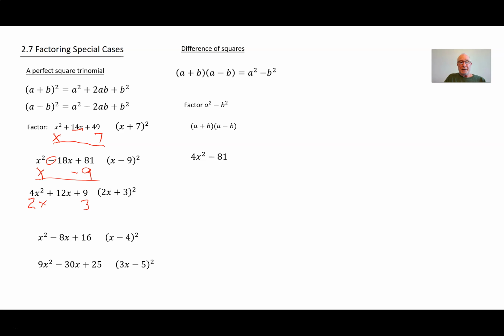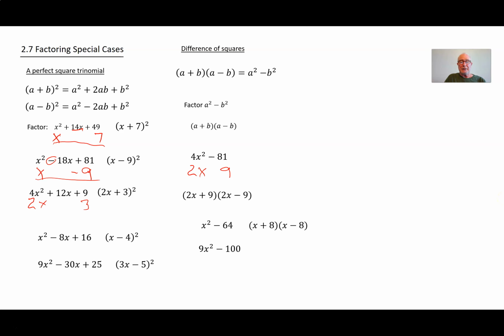So 4x squared minus 81, is that the difference of squares? Yes, 4x squared is (2x) squared. 81 is 9 squared. So that factors to (2x + 9) times (2x - 9). See, these are the easiest to factor. Okay, here's an easy one. Factor x squared minus 64. How does that factor? That's the difference of squares. That factors to (x + 8) times (x - 8). Easy.